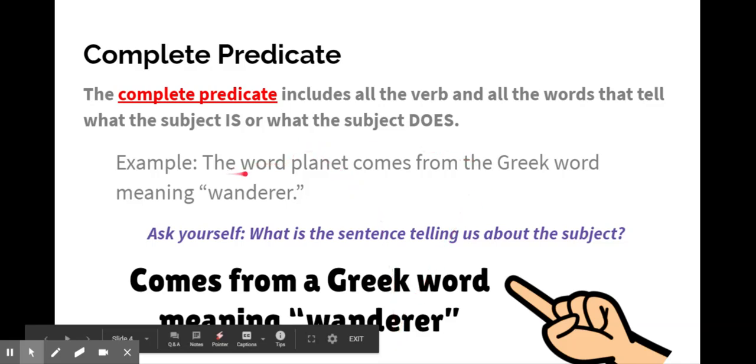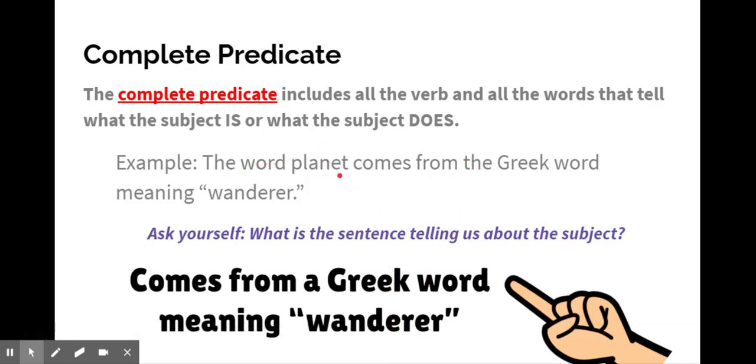So the word planet, that would be our complete subject. And then everything that's after the complete subject is going to be our complete predicate. So starting right here, comes from the Greek word meaning wanderer. That's our complete predicate. The question you could ask yourself is, what is the sentence telling us about the subject?